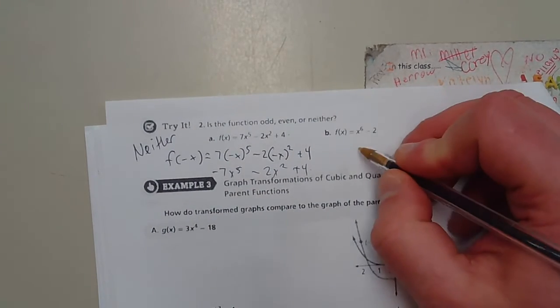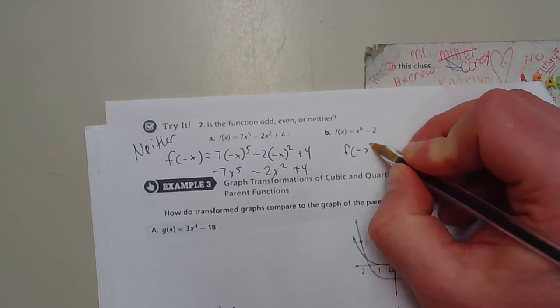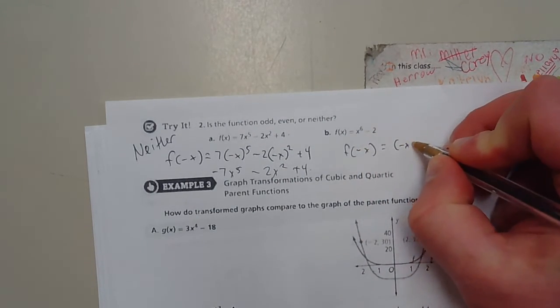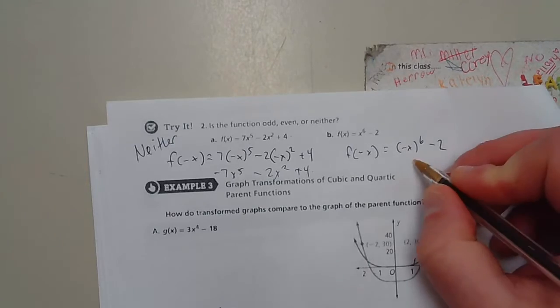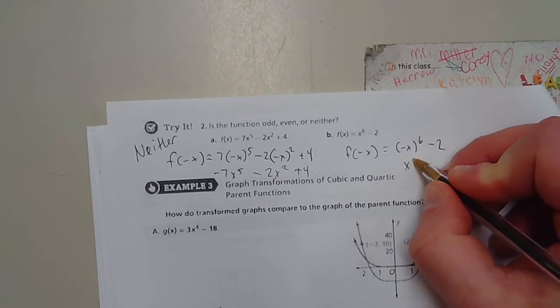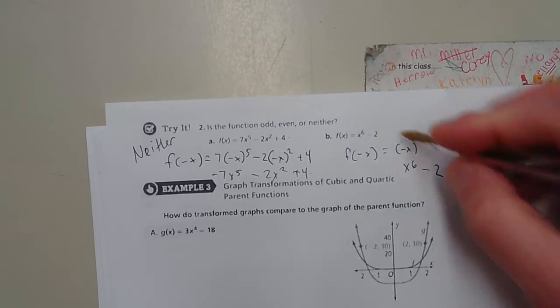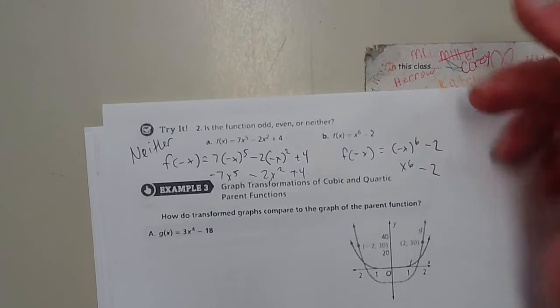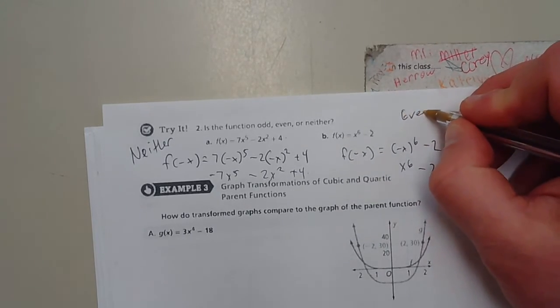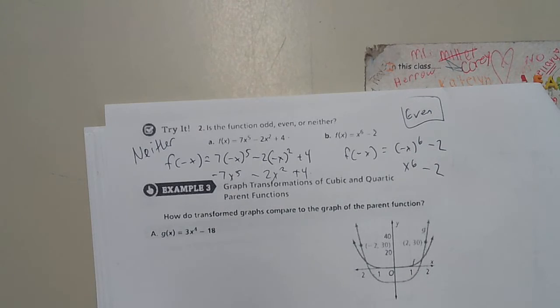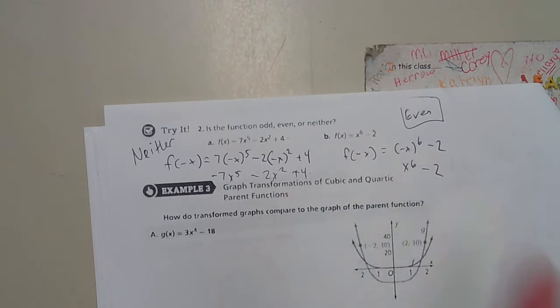So let's look at this last one. Let's jump right to our rule. So this would be negative x to the 6th minus 2. Since it's an even power, it's going to be equivalent to just x to the 6th minus 2. So you see these are the same, and when they're the same, it's even, which is what we would expect going in because it does have an even degree. So it can be even or it can be neither. In this case, it ends up being even.